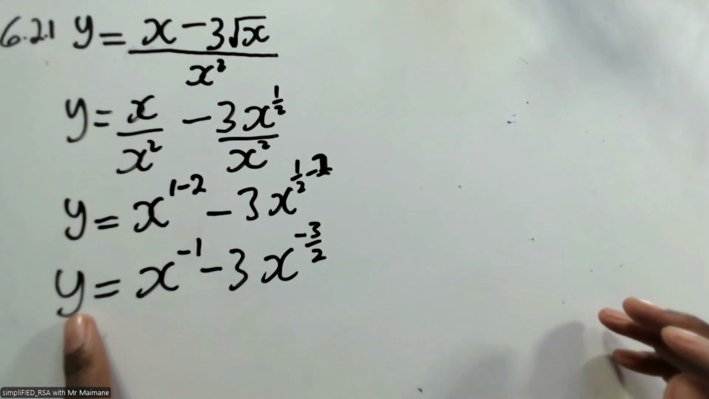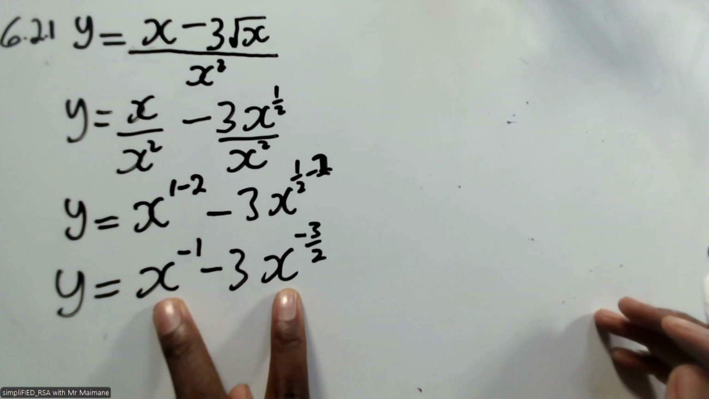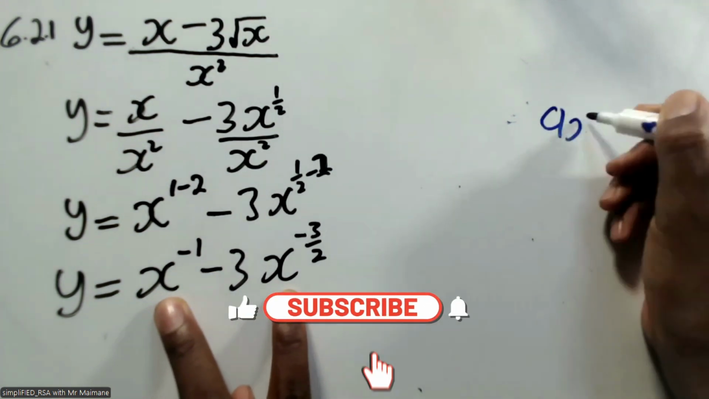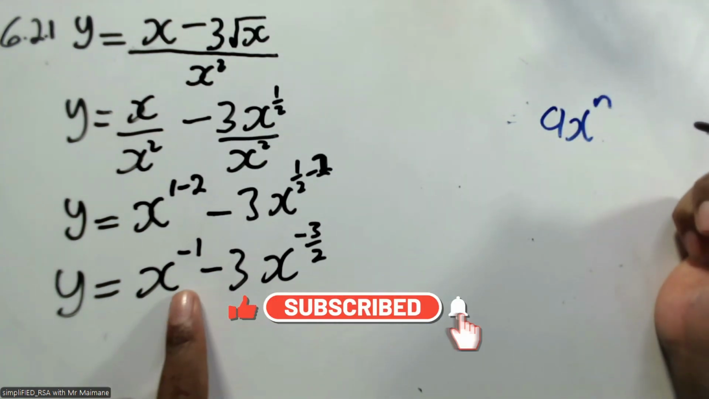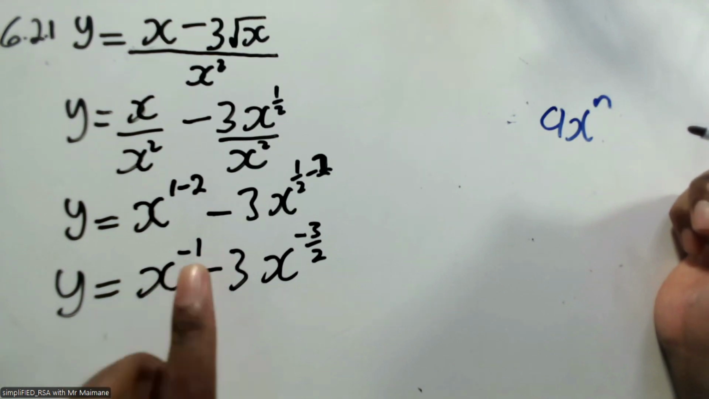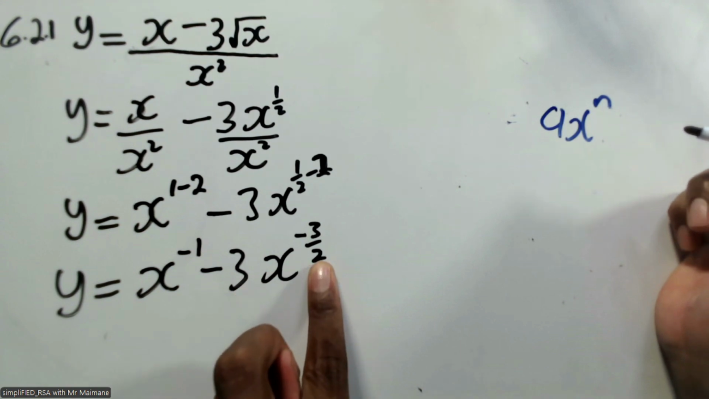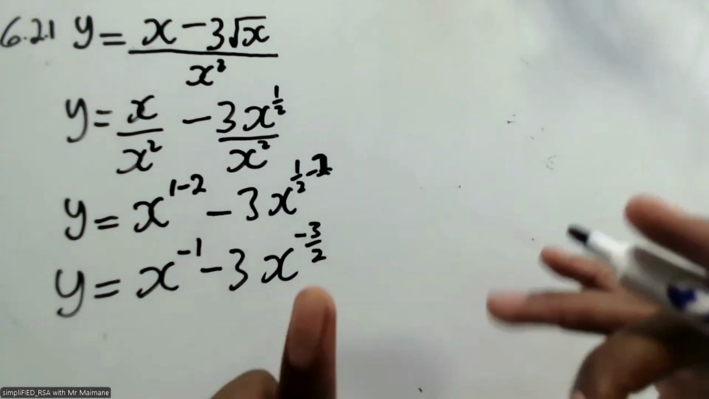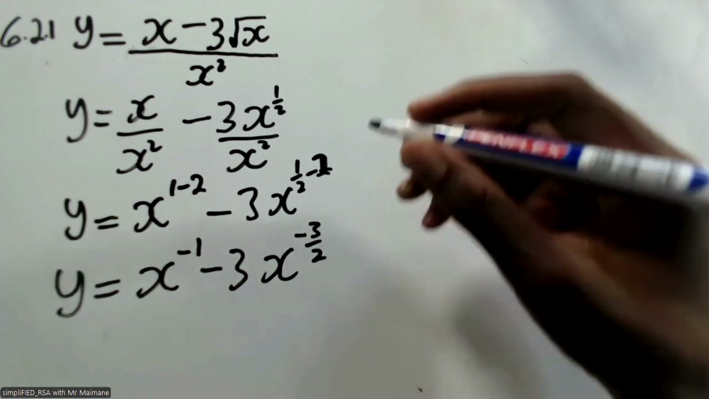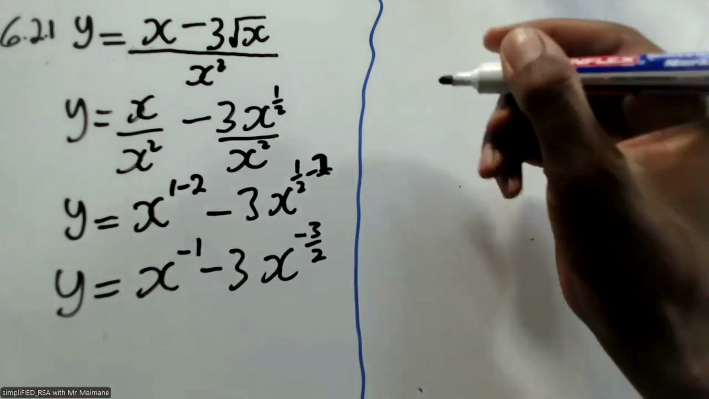Now, as you can see, both your variables are in the form of ax to the exponent n. For the first one, the coefficient is 1, the exponent n is minus 1. The second one, the coefficient is minus 3, the exponent is minus 3 over 2. And then from here, you can start and differentiate your dy over dx as required.